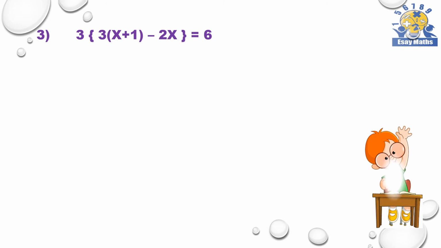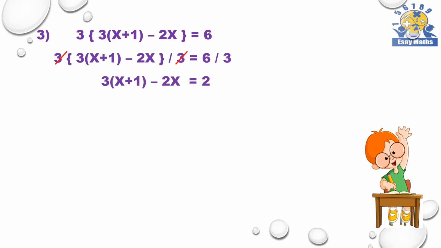Third one, this is so simple. 3 times of something is equals to 6. So 3 and 6. 6 is divisible by 3. So at the first step, we can divide both sides by 3. Now it will remain only 3 into x plus 1 minus 2x equals 2.